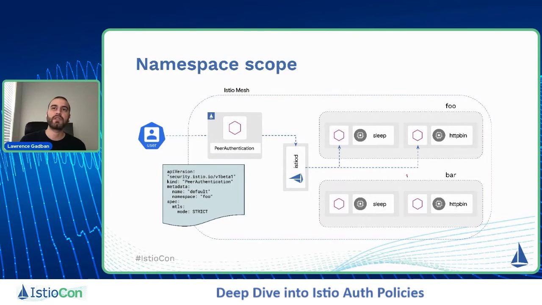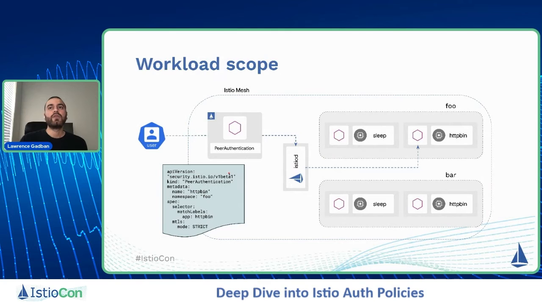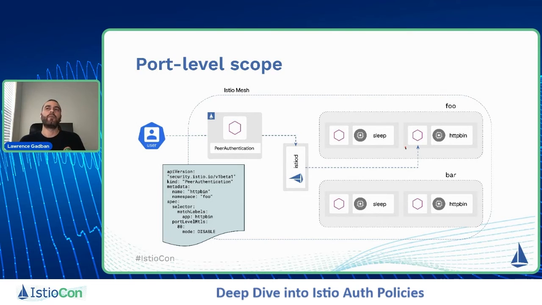And then, as we mentioned, you can do namespace wide config. So in this case, no selector, but the namespace is foo. So we're applying strict mode to all of the workloads in the foo namespace. Then you can scope it down to target a specific workload itself. In this case, we do have a selector in place, and we're selecting the HTTP bin application based off label selection. That means we're applying strict mode only to the HTTP bin workload in the foo namespace. And then the most granular is the port level scope.